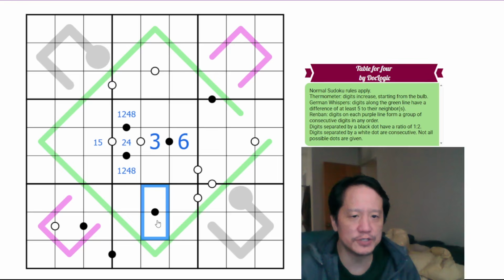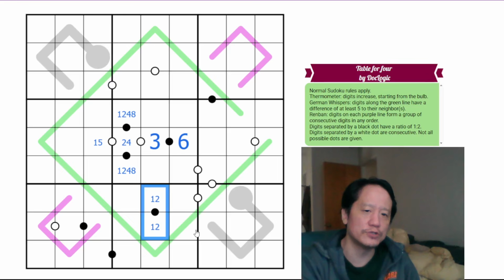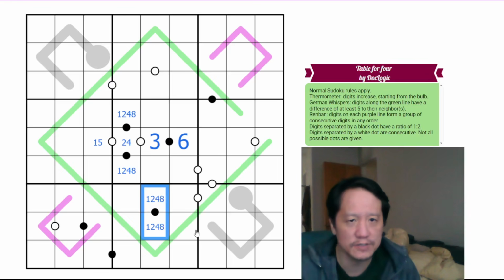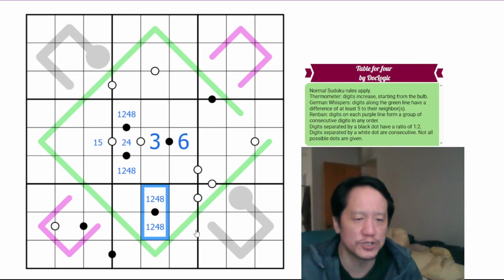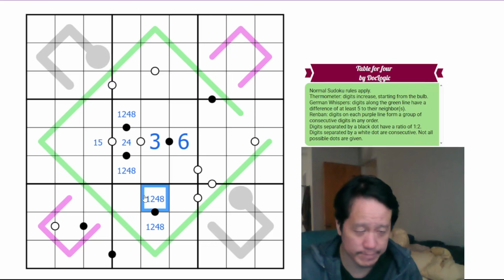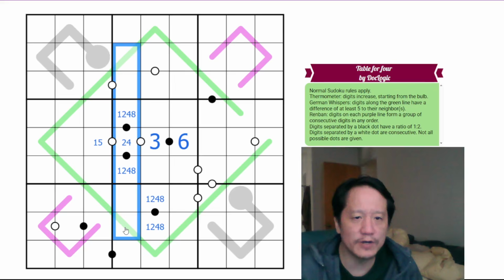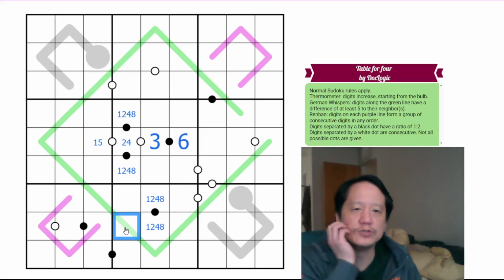This pair of digits is in a 1 to 2 ratio, but it cannot contain 3. So it's either 1, 2, 2, 4, or 4, 8. We're not sure which is which. The rest of column 4 cannot contain 2 or 8.